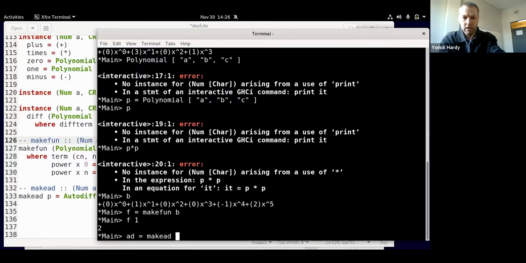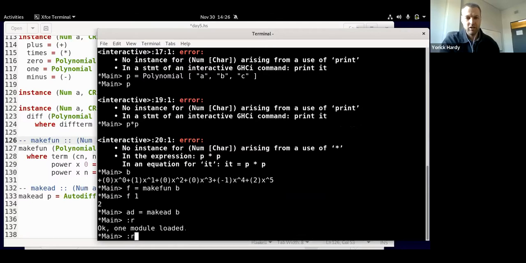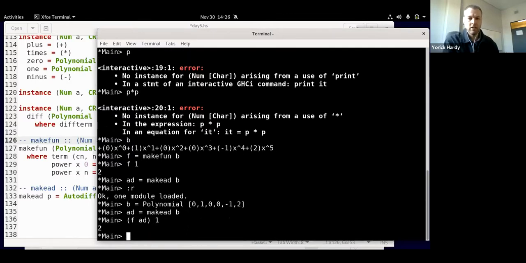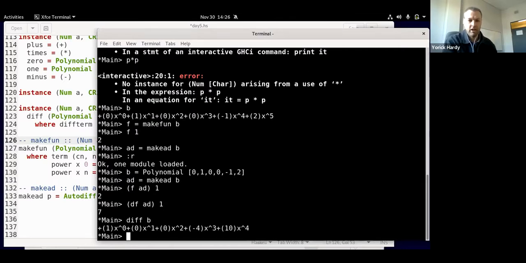from B. I think I'm going to have to reload, because let me just reset because I overwrote F. So now I can take the f part of AD as we did before and apply it to 1. I should also get 2. I can also take the derivative part. We can check it. Let's actually do that. Differentiate B. There's our polynomial. If I apply it at 1, that should be easy again to check. And that should give us 7 as we see there.